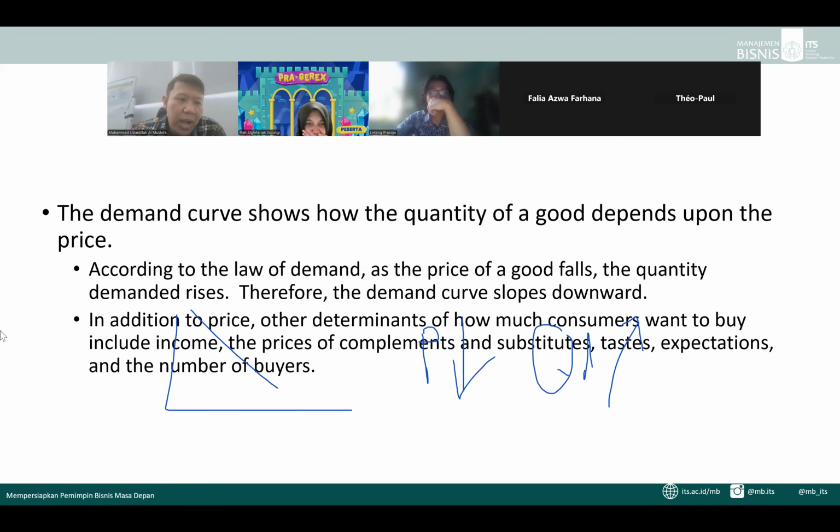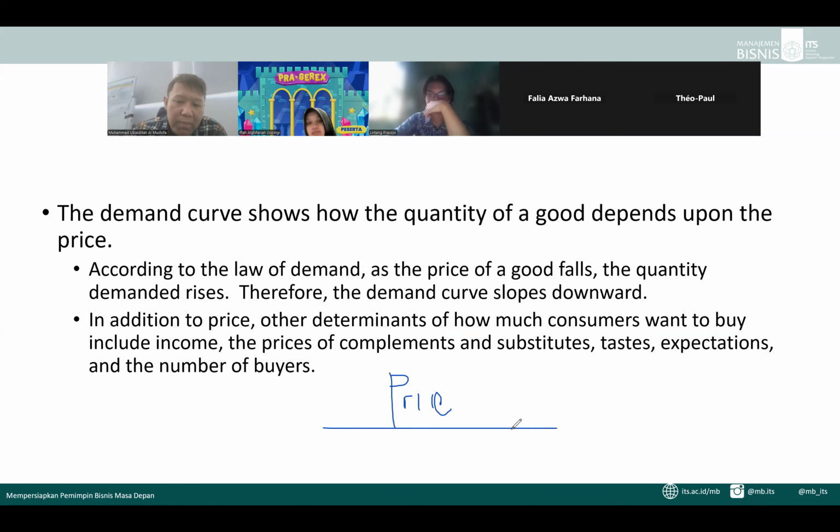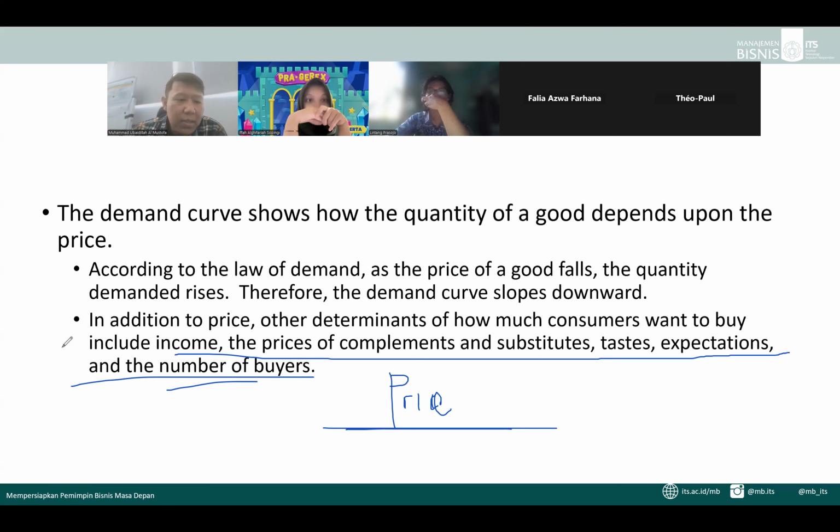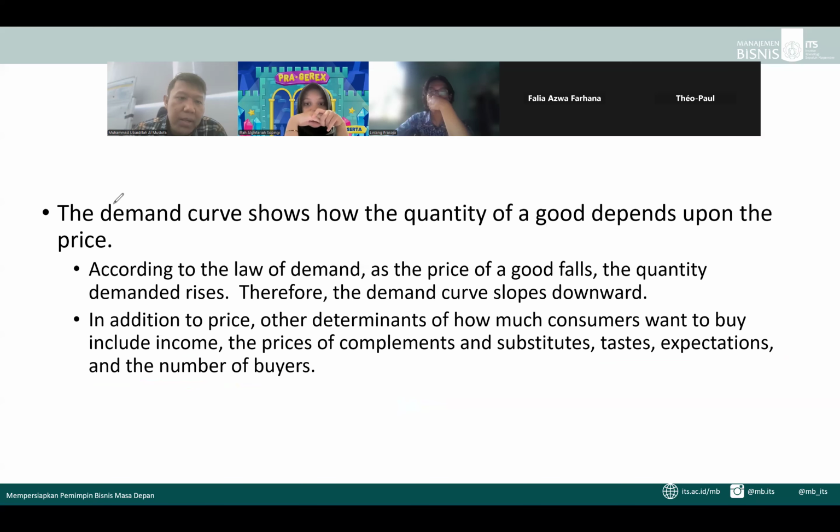So you have to understand that we have two kinds of movements. The first movement is the shift, and the second movement is the move along the curve. The move along the curve is caused by the change in price, while the shift is due to income, price of complements, substitutes, expectations, and the number of buyers. So this is the movement.